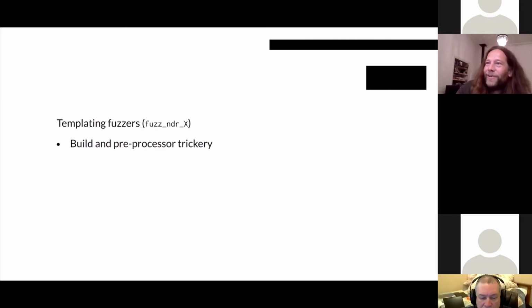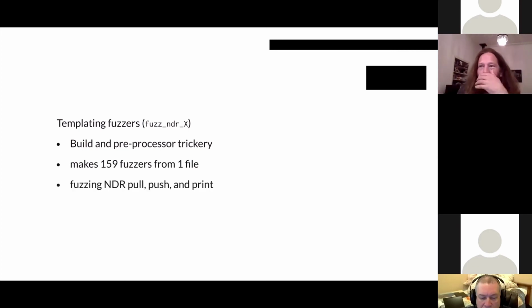Here's a good trick. This is Andrew's thinking and work. We have one file, fuzzndix.c, that fuzzes 159. Well, it makes 159 fuzzers, and each of them does the NDR pull, and then it does a print or something like that, and then it does a push. And the print kind of stands in for all of the processing that you might want to do with an NDR pull into an NDR struct. And it's found quite a few issues.